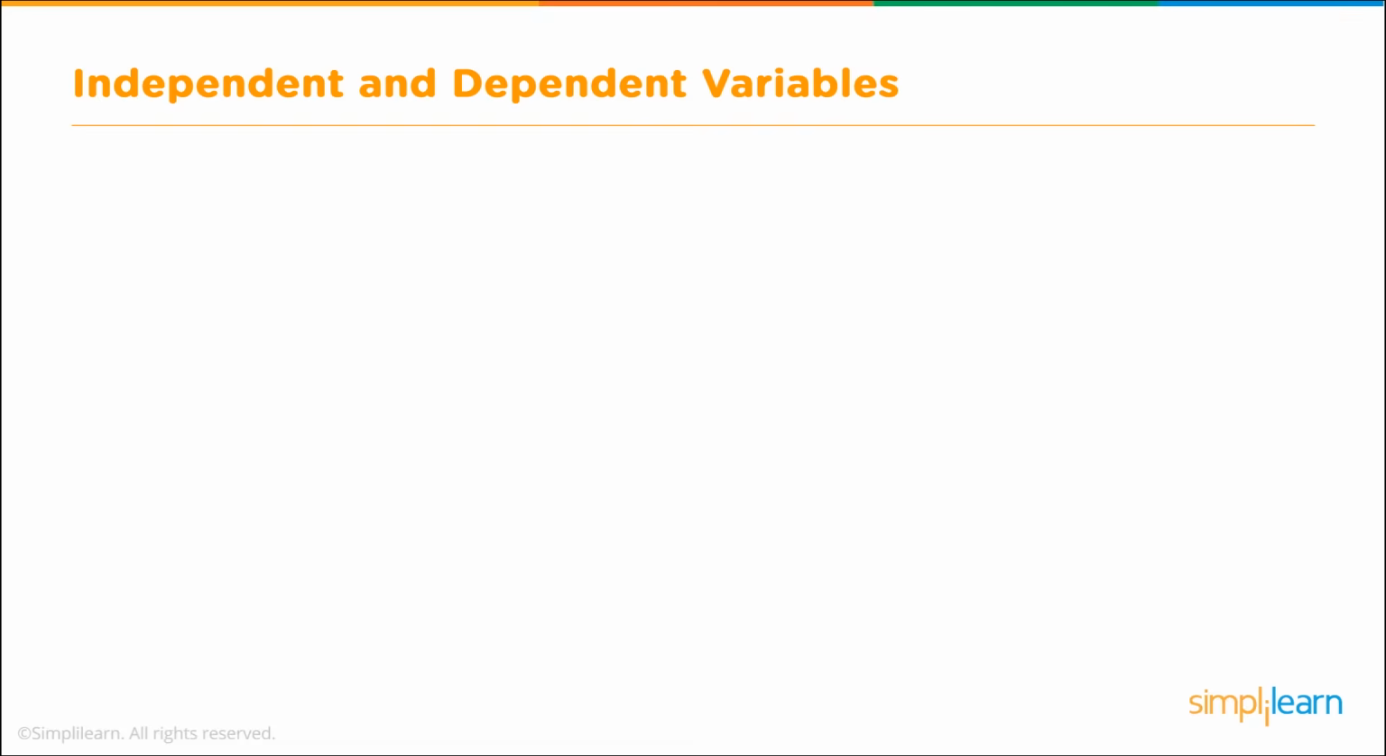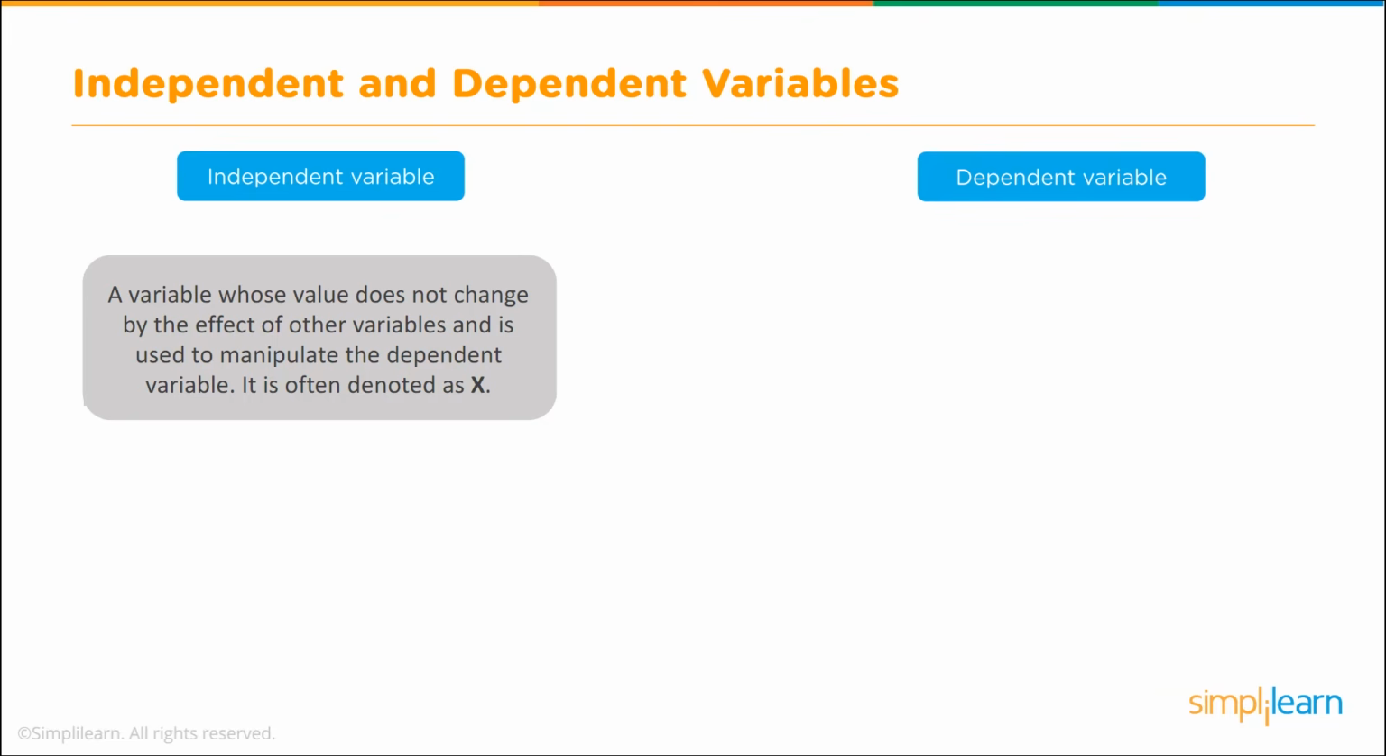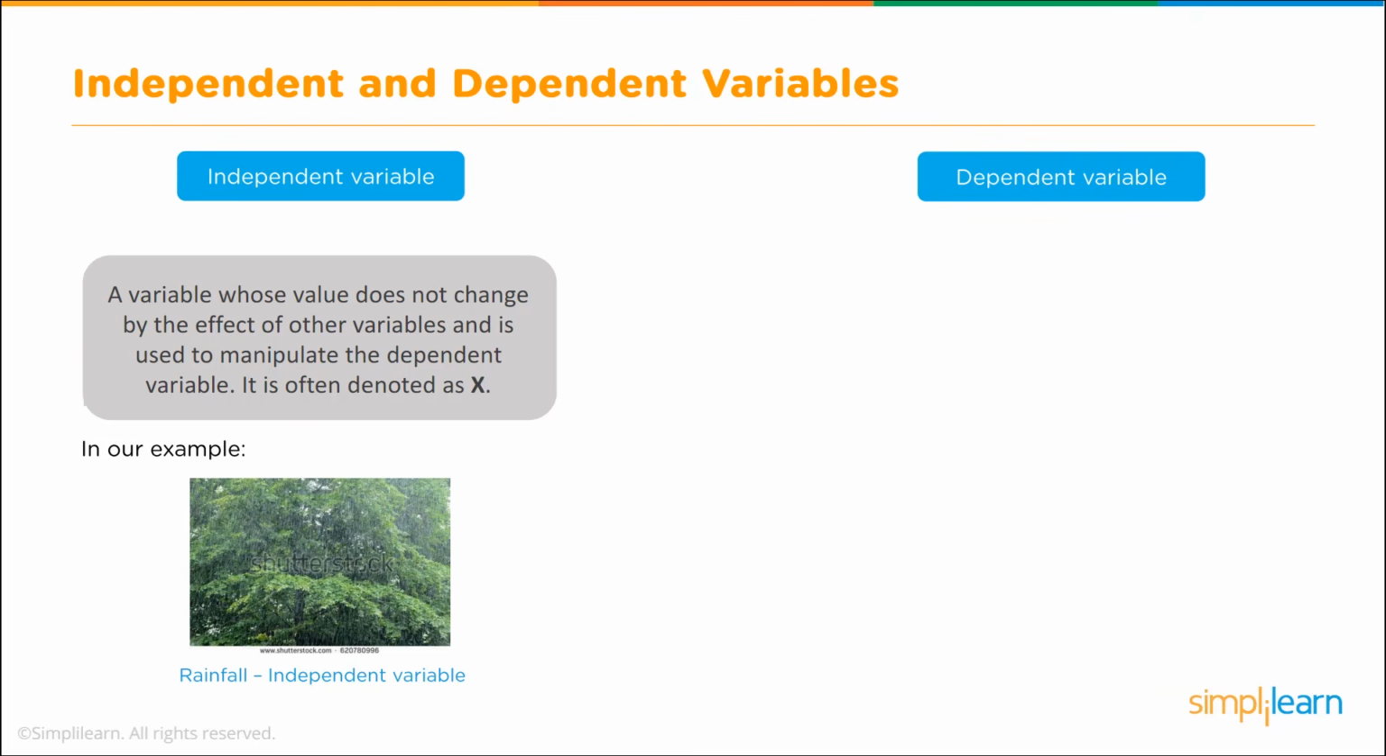So we're going to introduce two variables, independent and dependent. The independent variable is a variable whose value does not change by the effect of other variables and is used to manipulate the dependent variable. It is often denoted as x. In our example, rainfall is the independent variable. This is a wonderful example because you can easily see that we can't control the rain, but the rain does control the crop.